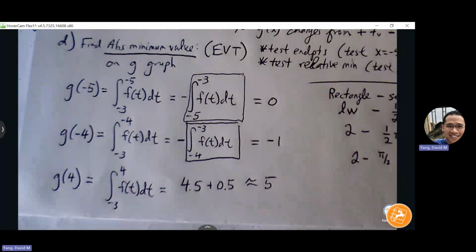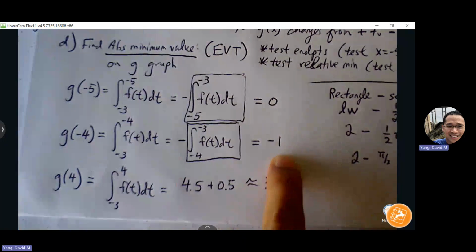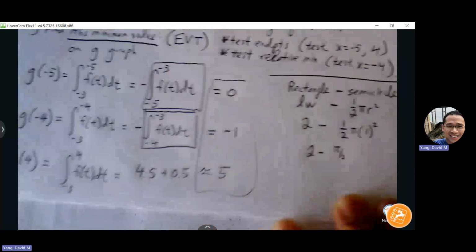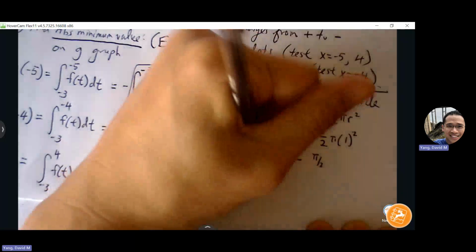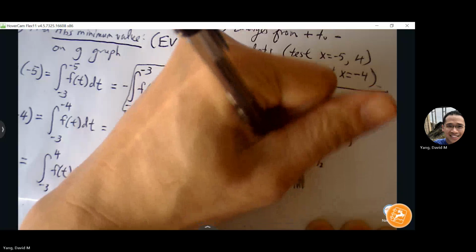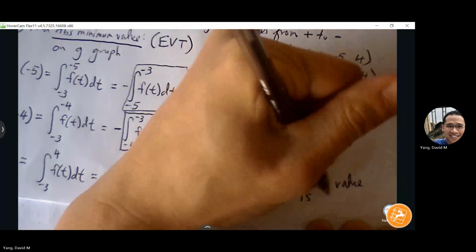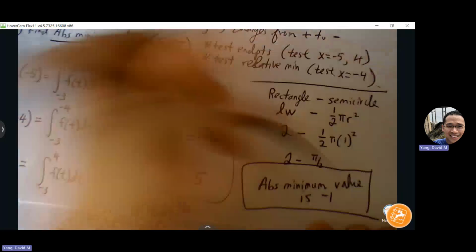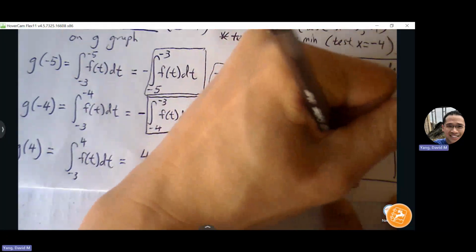So what can we say? What's our absolute minimum? What can we say is the answer though? What's the absolute minimum value? Good, that's the y value we're looking for. Okay, so we can say our answer. We know that we tested all of our valid candidates, and of these 3, whatever's the lowest must be the lowest overall in our region. So we can say absolute minimum value is -1. This is all you need to say, but if you want to say the x value, you can say it later at x equals -4.